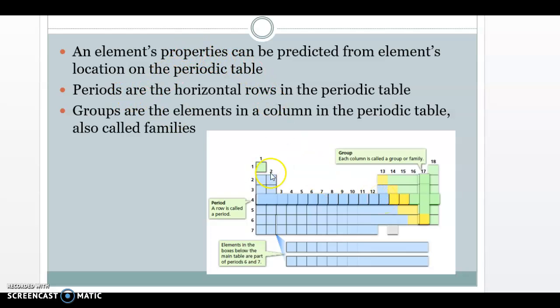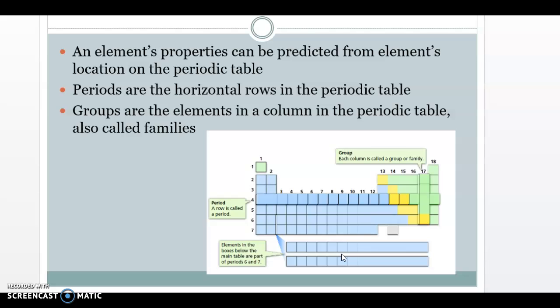And then periods are the rows across. So a period is a row across, whereas a group is a column. We also have some things down below here. These are going to be periods 6 and 7. You can see that they've taken them and thrown them down below. They basically did that to make the periodic table easier to fit on a sheet of paper instead of making it so wide. That's why that was done, for no other reason.